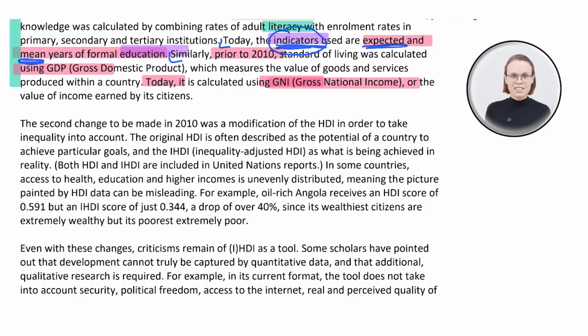Here, I can see the word Angola here, and I can see 40% here as well. So let's take a closer look at this sentence. For example, oil-rich Angola receives an HDI score of 0.591, but an IHDI score of just 0.3, a drop of over 40%, since its wealthiest citizens are extremely wealthy, but its poorest extremely poor.